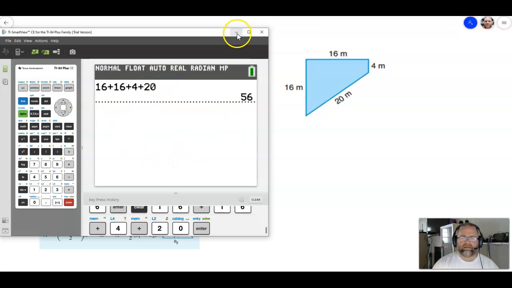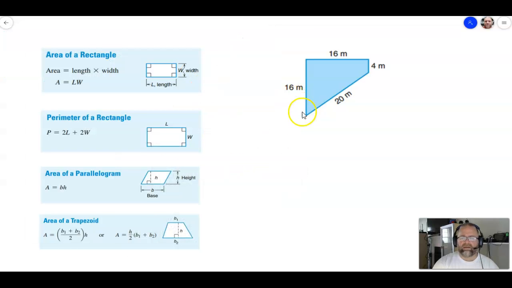The area is going to be a little bit trickier. Notice that it looks like we have two sides here that are parallel to each other, the 16 meter side and the 4 meter side. So I'm going to use the formula for the trapezoid because these other two sides, opposite sides, are not parallel to each other. So once again, we're going to use the area for the trapezoids.